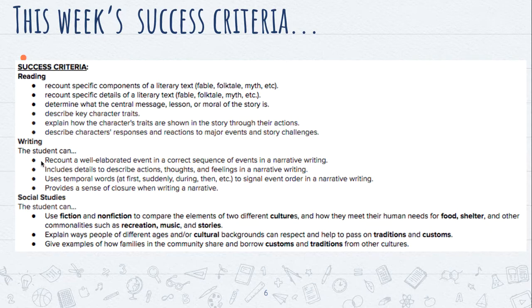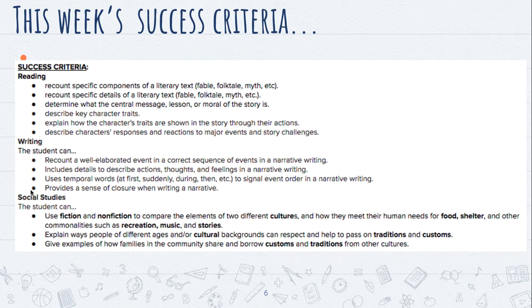In writing, you will need to retell or talk about an event using the correct sequence of events in a narrative. Include details to describe action, thoughts, and feelings. Use temporal words to signal event order, so kind of like transition words. And then create a closure in your narrative.